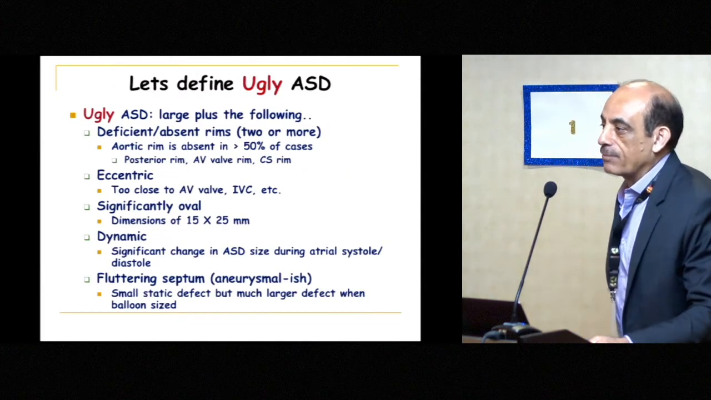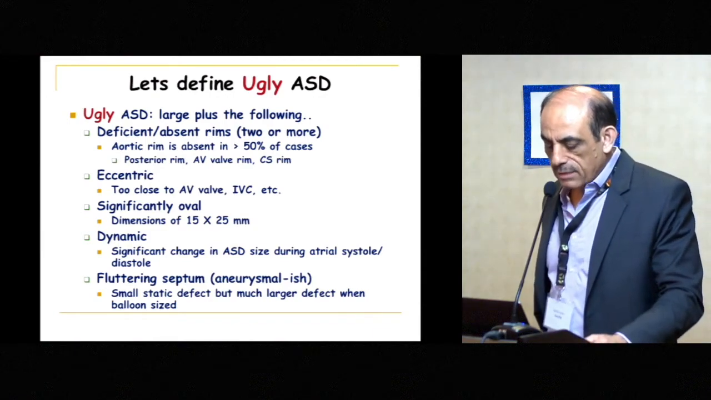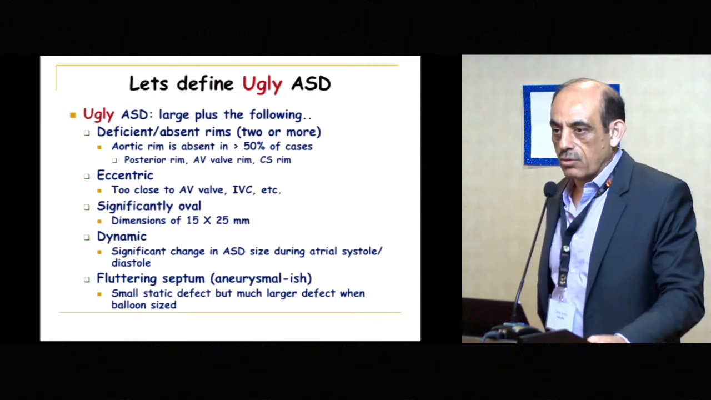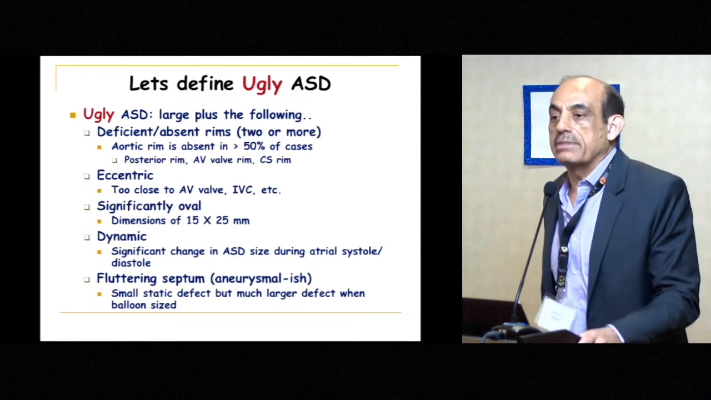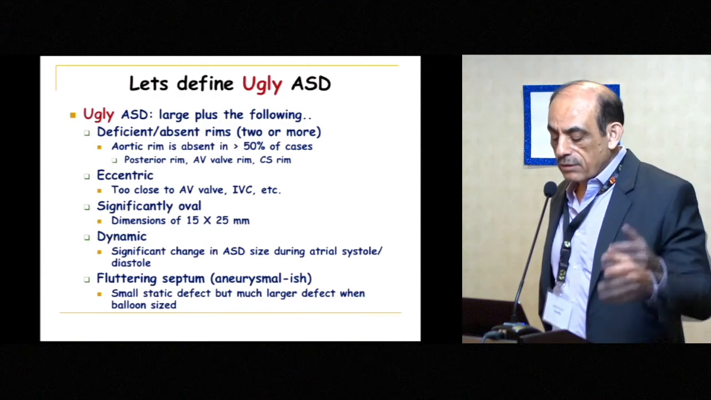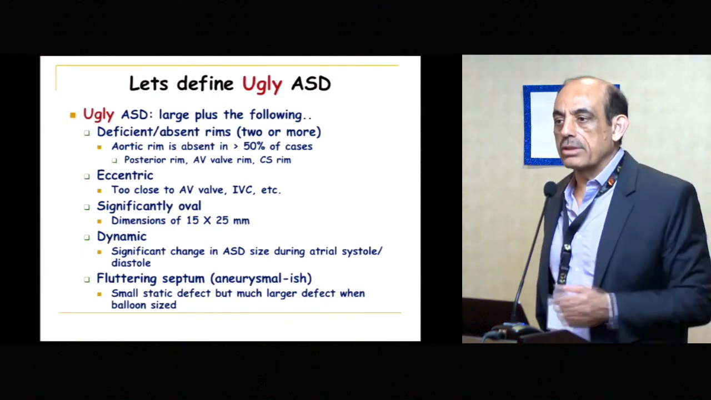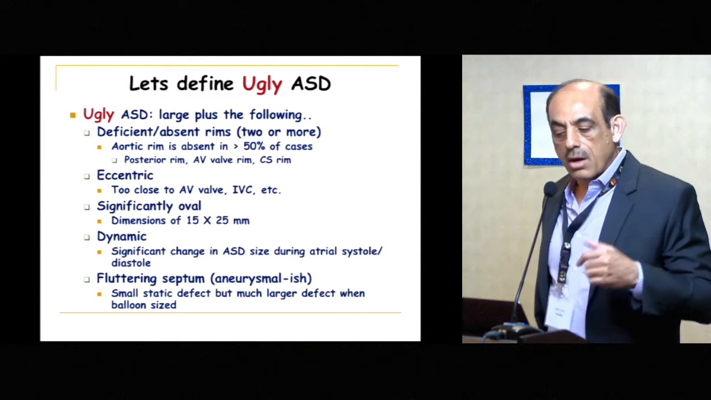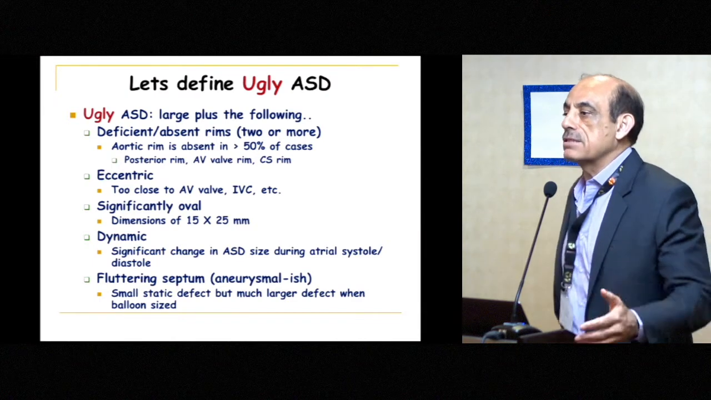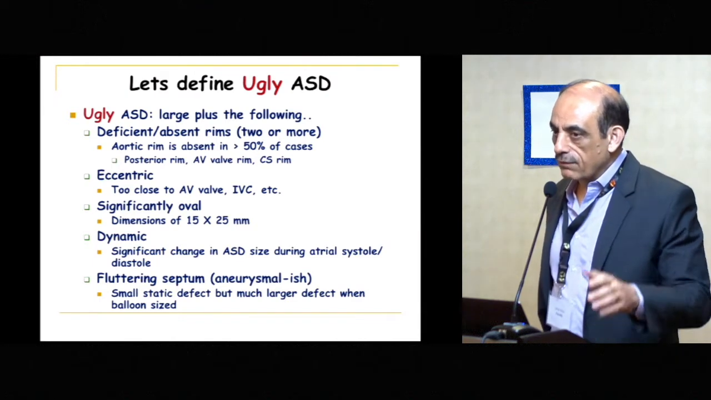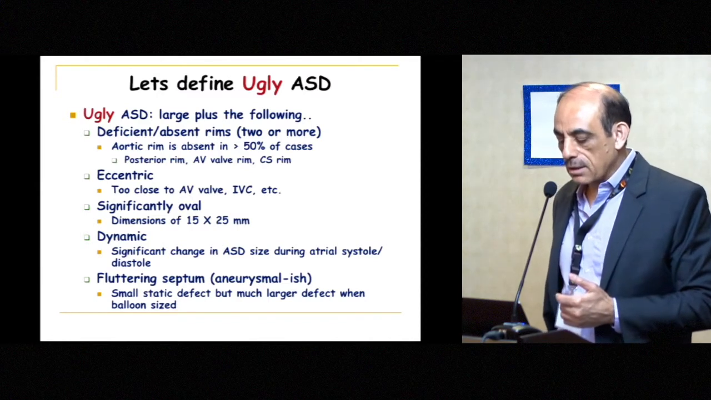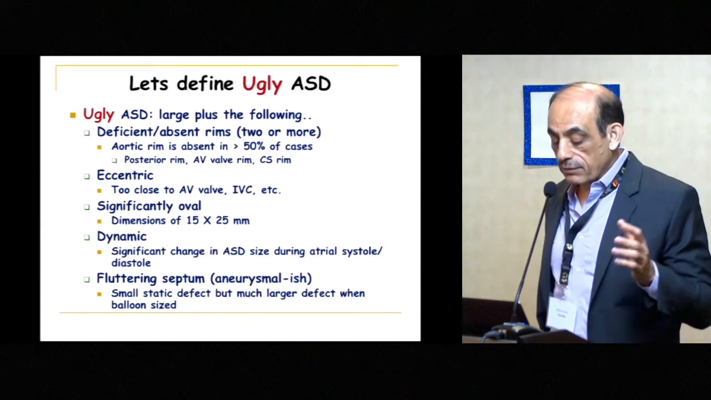So what's an ugly ASD? Well, that's a tough question. In my opinion, an ugly ASD will have multiple deficient rims or absent rims. We know the aortic rim can be absent or deficient in 50% for sure, sometimes 80% of the patients. But if you have aortic rim deficiency and you have posterior or atrioventricular valve or superior or IVC rim deficiency in addition to aortic rim deficiency, you will have a harder time placing the device accurately. If the defect is very eccentric, so if it is posterior superiorly located or posterior inferiorly located, that will be a difficult defect to close, especially if it is large as well.